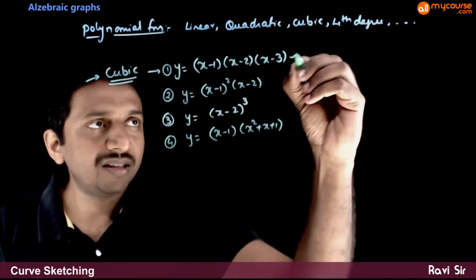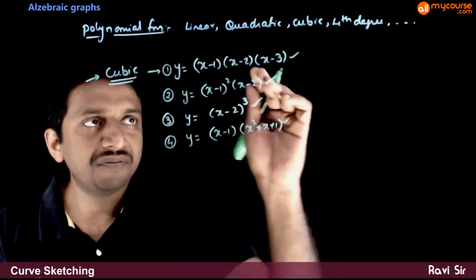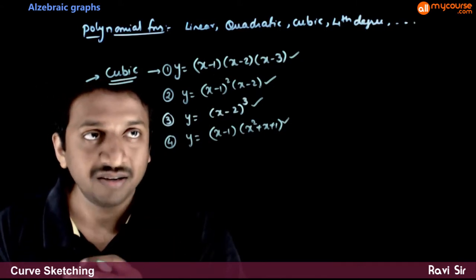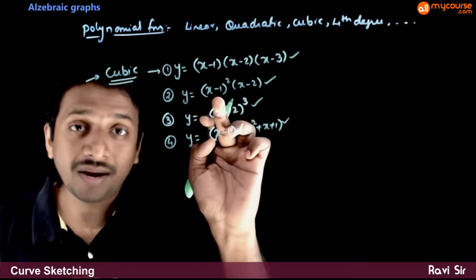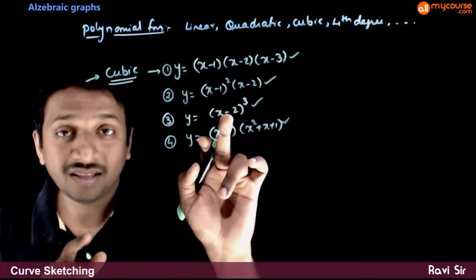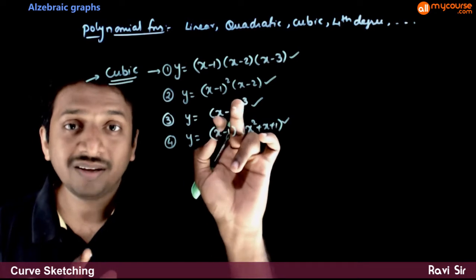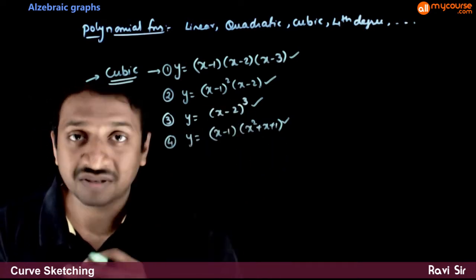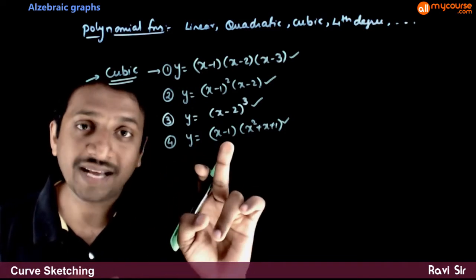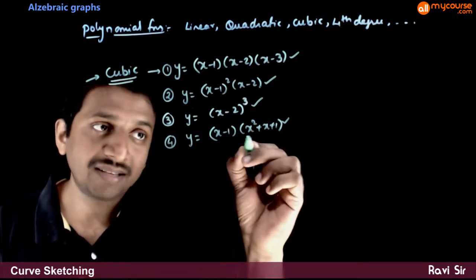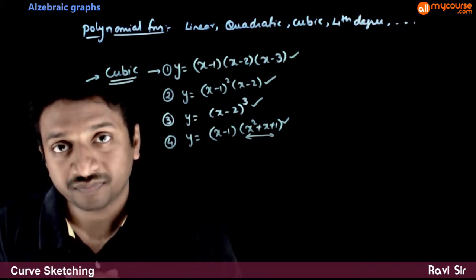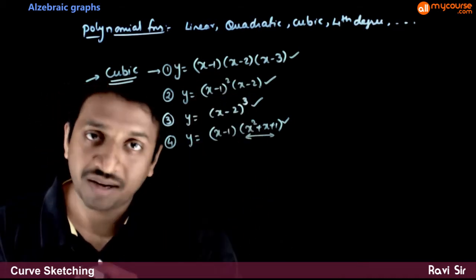So let us take the following examples. In the first example, all the three roots are distinct. In the second example, 1 is a repeated root, 2 is a single root. And in the third example, 2 is a repeated root 3 times, x minus 2 whole cube. And y is equal to x minus 1, where 1 is a root, and x square plus x plus 1 doesn't have any real roots. Now how do the graphs of these look like?